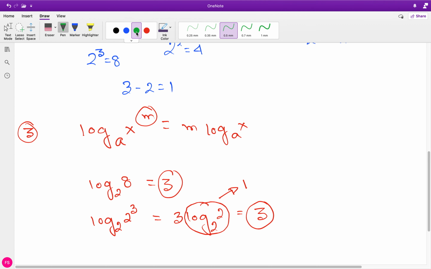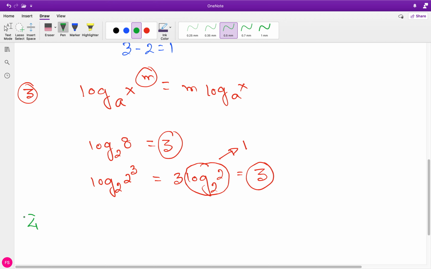Now this helps us to get the fourth rule. You can see that if we have the same base and the same number, this equals 1. Now this is true for everything. So we can write log of a to a base of a will give us 1.